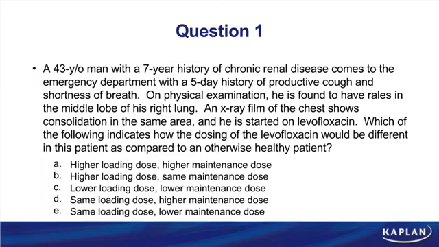Of course, chronic renal disease is going to affect the clearance of the drug. Since clearance is not a part of the loading dose equation, you would expect the loading dose to be the same. Clearance is, however, a part of the maintenance dose equation. Since you're going to have reduced clearance, you're going to have a longer half-life of the drug, we need to lower his maintenance dose. The correct answer here is choice E. Same loading dose, but lower maintenance dose.